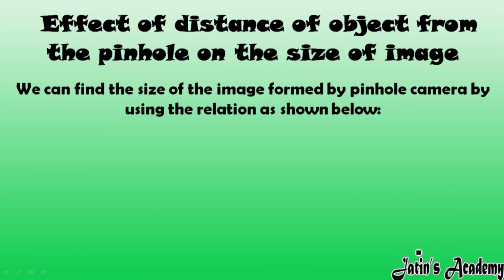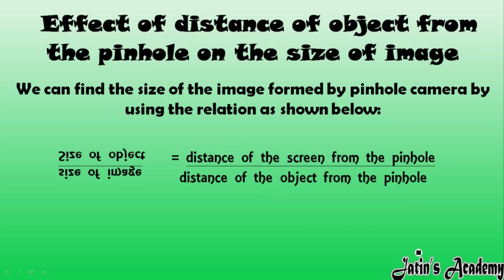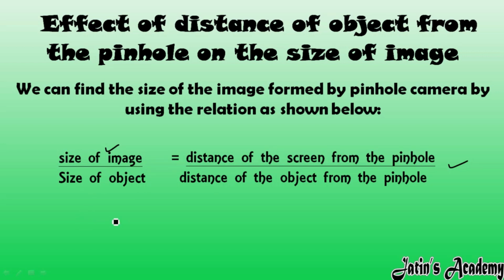Now here we have the formula for how we can find the size of the image formed by a pinhole camera. This relation we can use in order to check the size of the image. The relation is: size of image over size of object, equals the distance of the screen from the pinhole, and in the denominator the distance of the object from the pinhole. So by using this formula we can easily find the size of the image formed by a pinhole camera. This relation you just have to learn, as in 6th class there are no numericals related to this. Okay, just learn this formula.